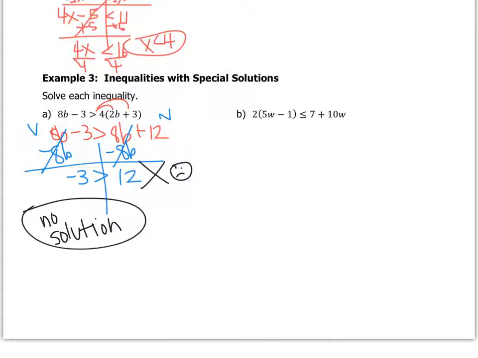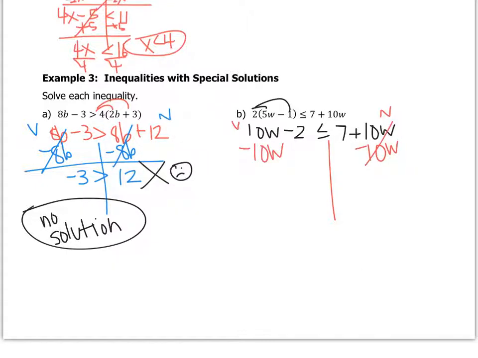Alright, you might be able to think about where this next one's going, but just play along with me. So I'm going to distribute: 10w minus 2 is less than or equal to 7 plus 10w. I'm going to move my variables. Let's move them to the left. It doesn't matter. So I'm going to subtract this 10w, and then I subtract it over here. And same thing, it actually cancels again, but I get negative 2 is less than or equal to 7. That is true. Negative 2 is less than 7.